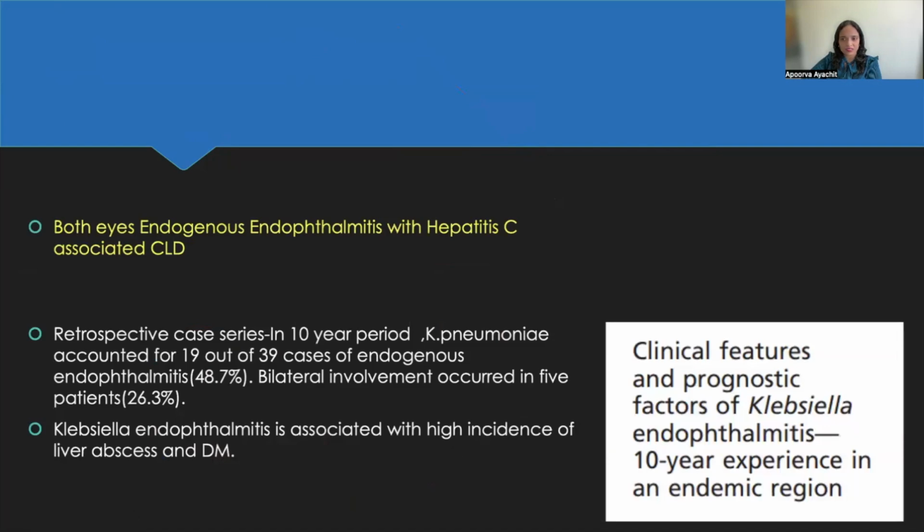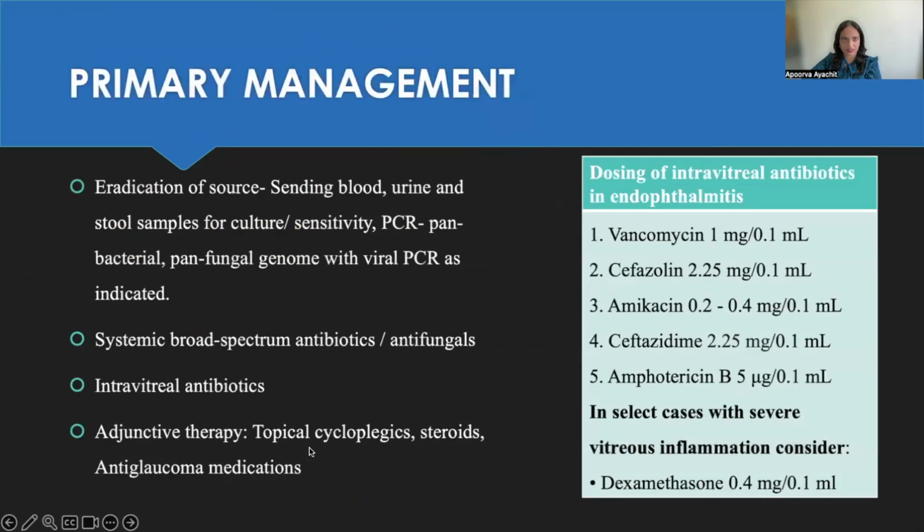So this is a 10-year experience in an endemic region which showed that Klebsiella endophthalmitis was very common and is associated with a high incidence of liver abscess and diabetes. So the primary management of endogenous endophthalmitis is, of course, the eradication of the source. So, sending a blood culture, urine culture, and stool samples for sensitivity and finding the causative organism.